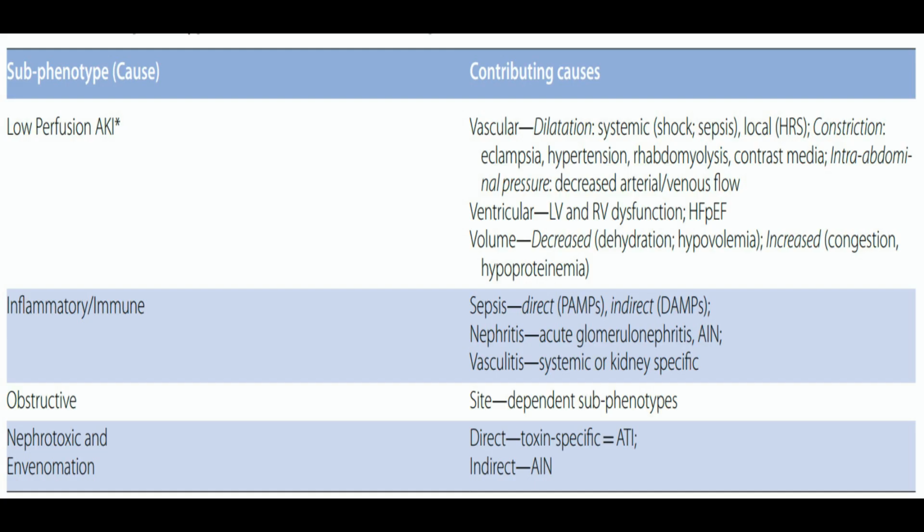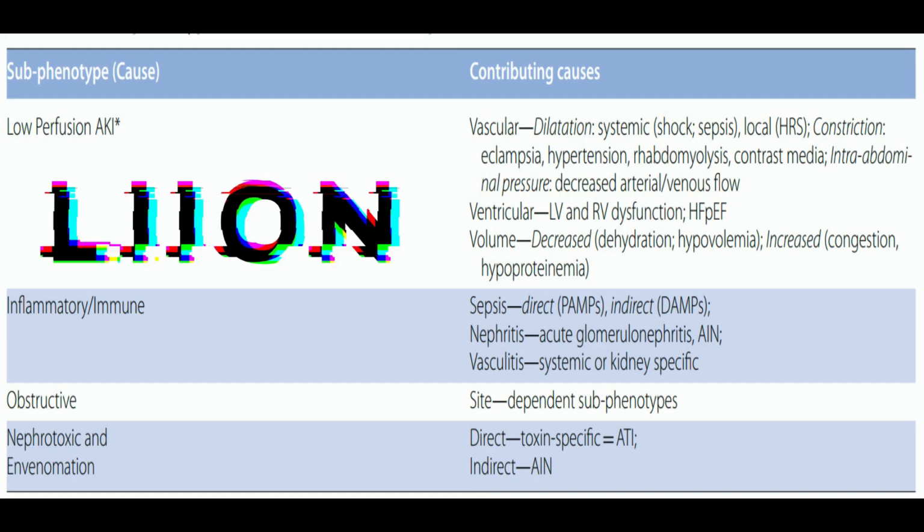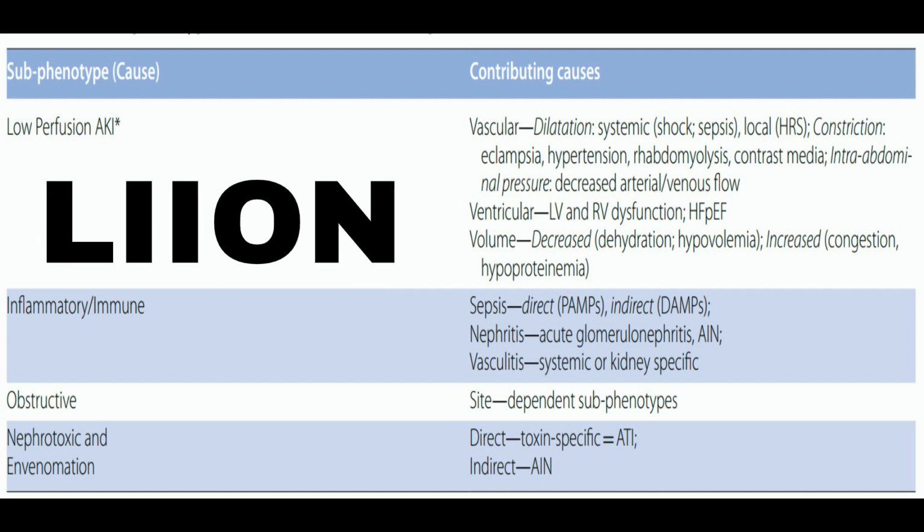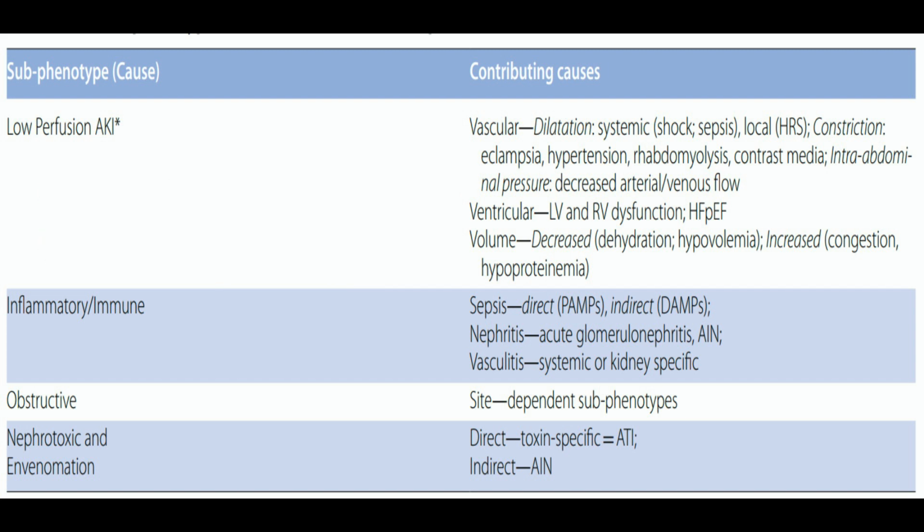Acute kidney injury has various subphenotypes, grouped under the mnemonic, LIION. Let's break these down, starting with low perfusion AKI, previously known as prerenal AKI. The term has evolved to emphasize the distinct management each cause requires. The 3 V's affecting low perfusion are vascular, ventricular, and volume.